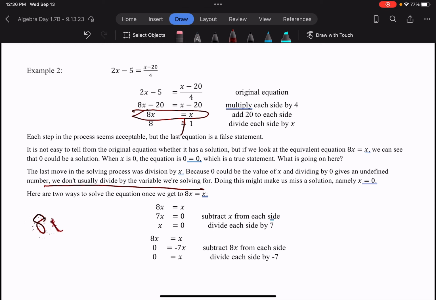But if you have an x equals x situation and a different coefficient, the only way that that would be true is if x equals 0. And so if instead of dividing by x, you move x to the other side by subtracting or adding or doing the inverse operation, depending on whether it's being added or subtracted, you will end up with x equals 0, and therefore that means x equals 0. So again, the key point here is that usually we don't divide by the variable we're solving for.